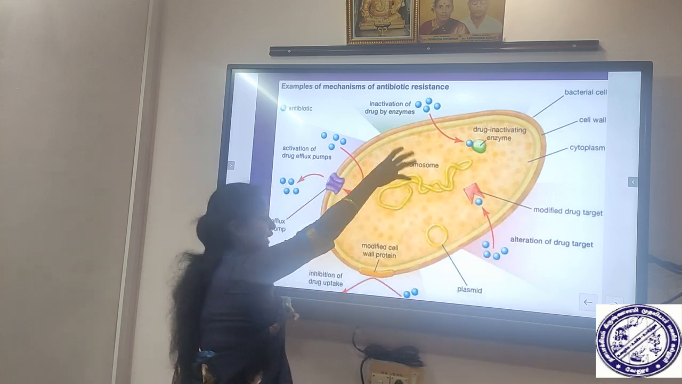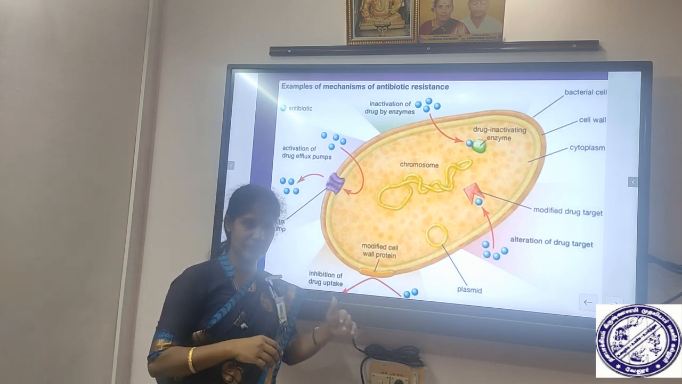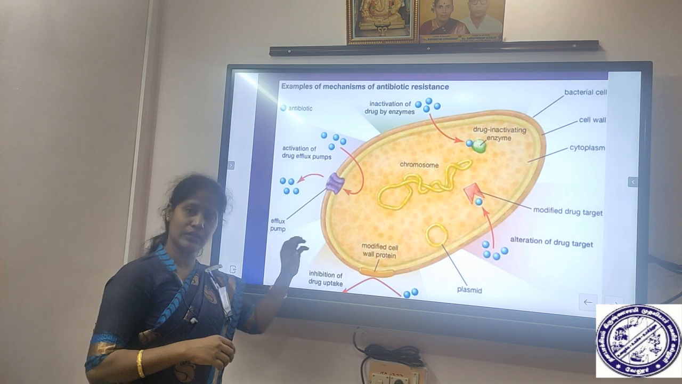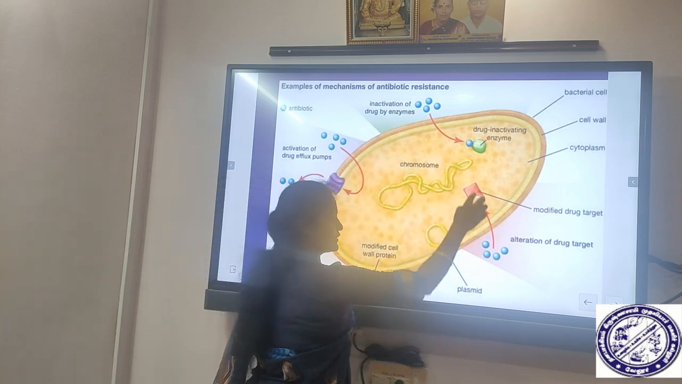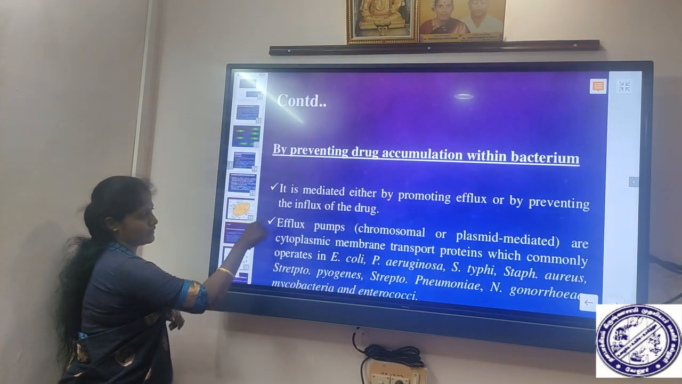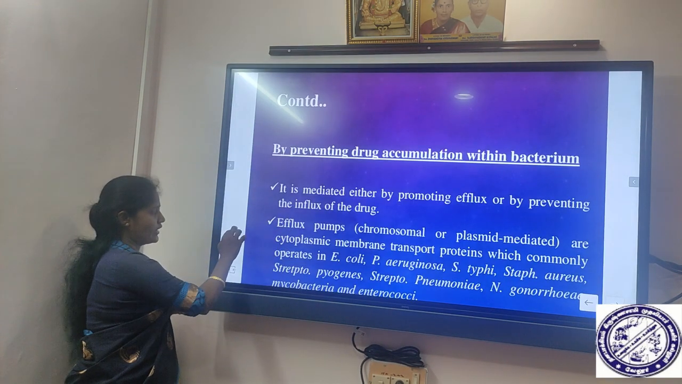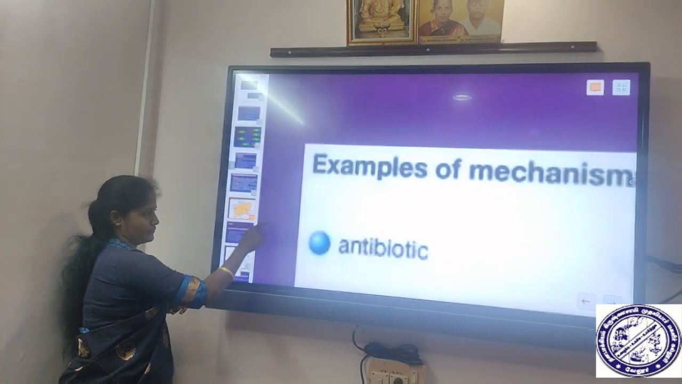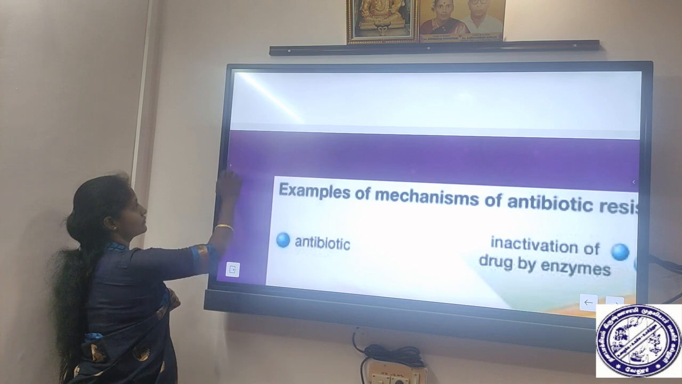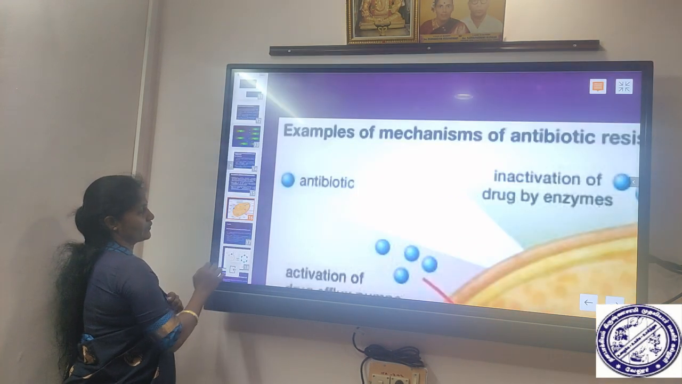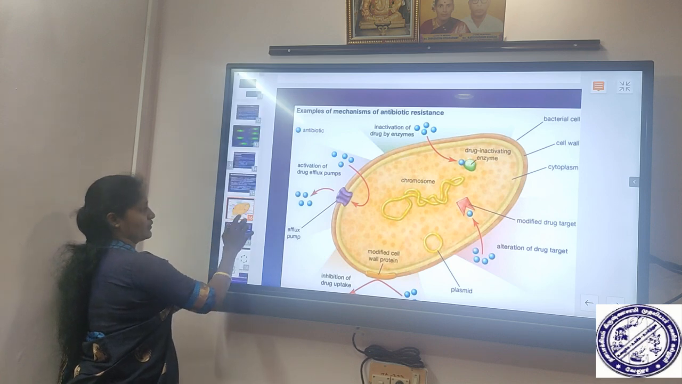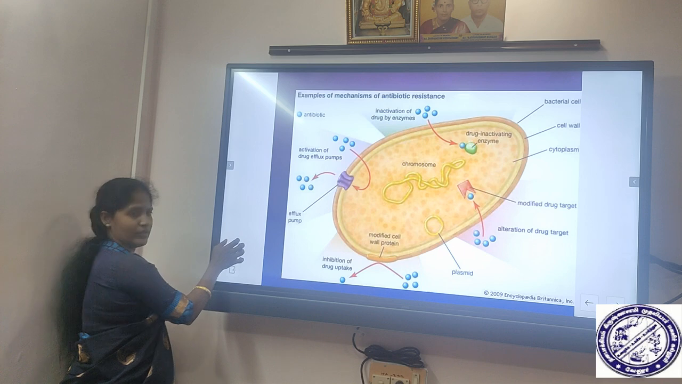And then drug inactivating enzymes. I told you in the previous slide: acetyltransferases, phosphotransferases, so many enzymes, beta-lactamase. So these enzymes will be inactivating the antibiotic. So by means of a variety of mechanisms, the organism exhibits antimicrobial resistance. So these are the explanations that I told you in the previous slide. What I have shown you in the previous slide has been given in words here.